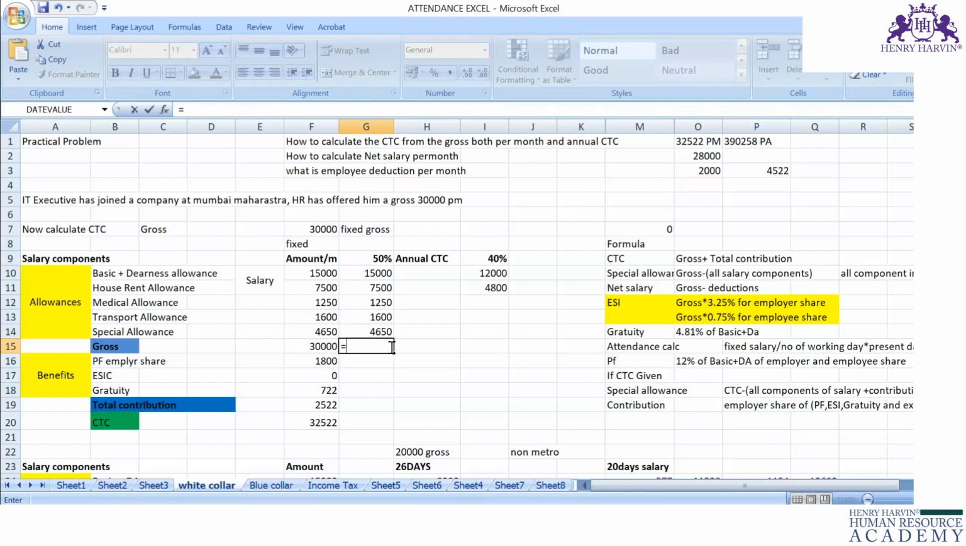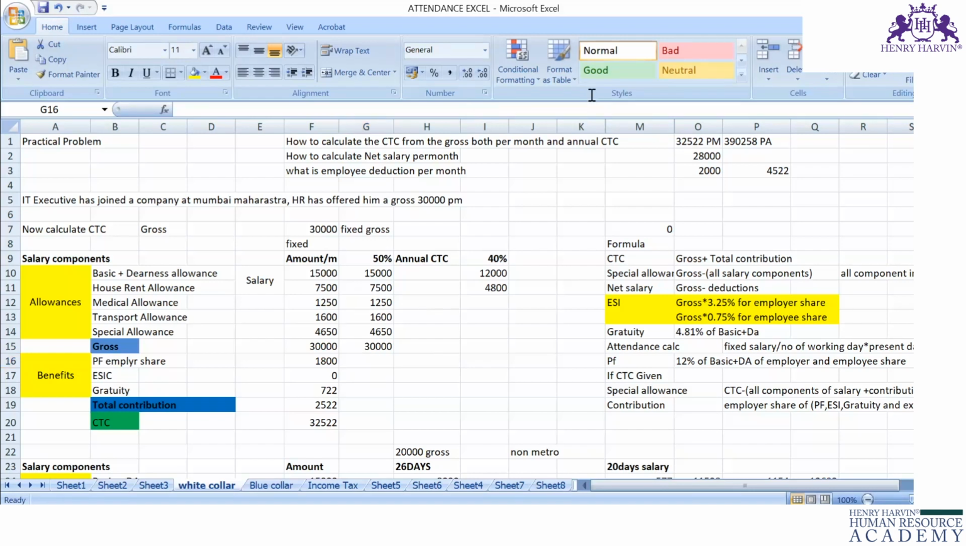You have to sum up all the components, from basic plus DA till special allowances. If you get 30,000, then your split up is right. If you are getting a wrong answer, then somewhere you have made a mistake.